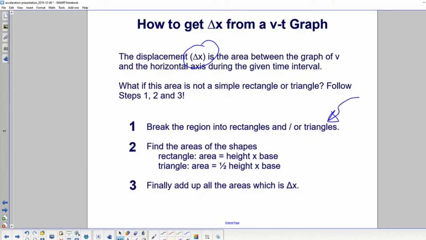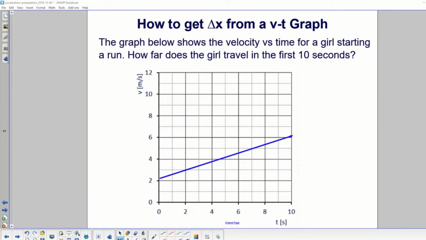First, break the region into rectangles and/or triangles. Then find the areas of the individual shapes, where the rectangle is height times base, and the triangle is half times height times base. Then add them all up, and that will be your displacement. This graph shows the velocity versus time for a girl starting a run. How far does she travel in the first 10 seconds?